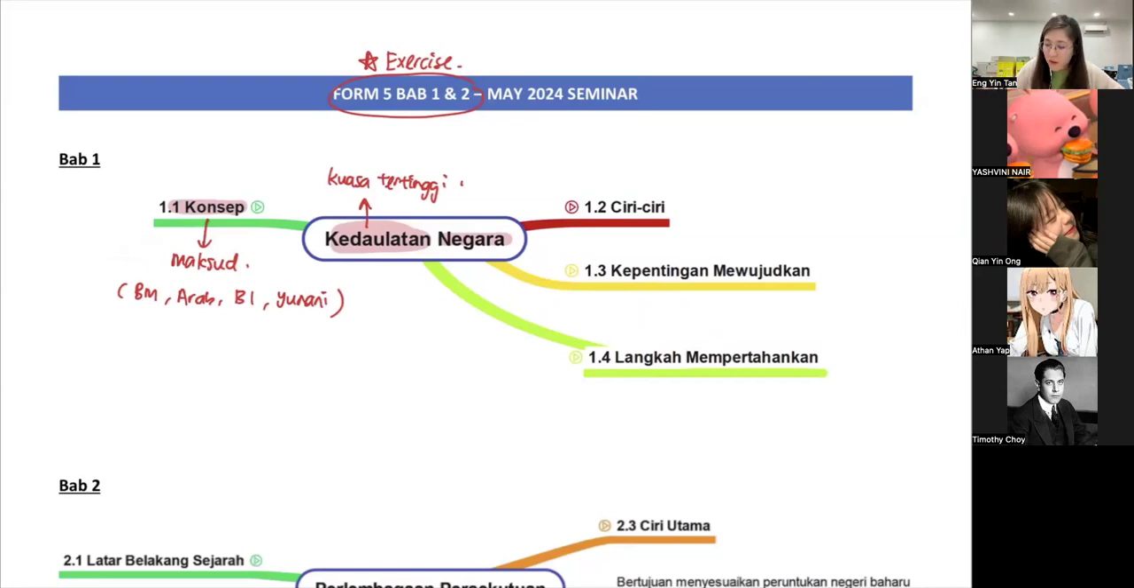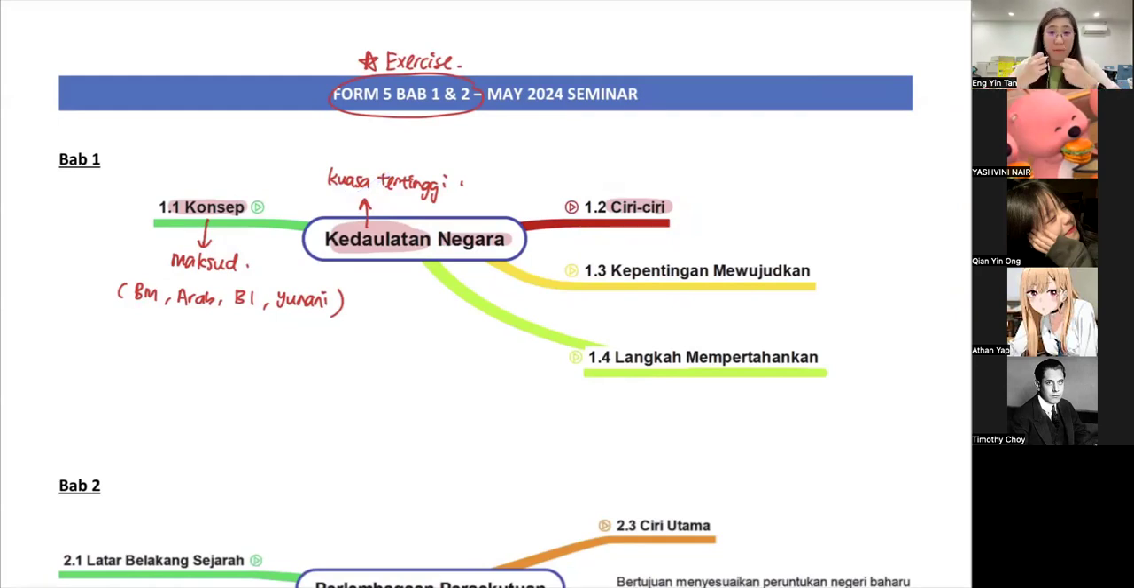You read through. Okay, now 1.2 is talking about all the ciri-ciri. Now listen, imagine, kedaulatan: you need to understand what the concept is, what the maksud is, and then the ciri-ciri. Ciri-ciri is telling you, the moment you have the power, what ciri-ciri do you have? You must have what kind of ciri-ciri?